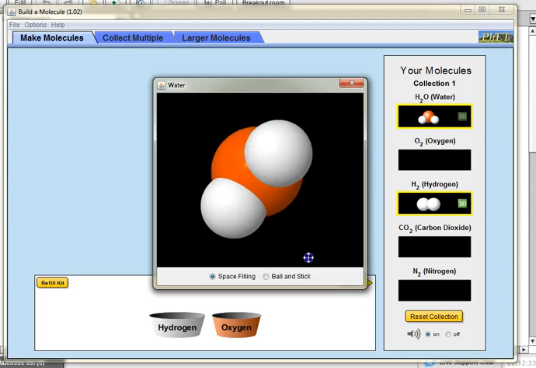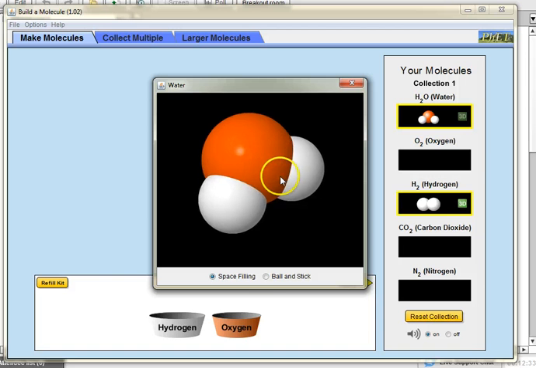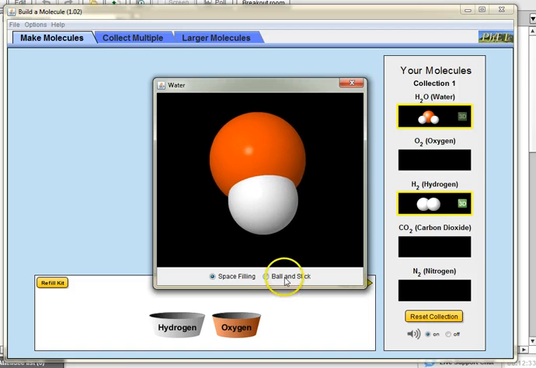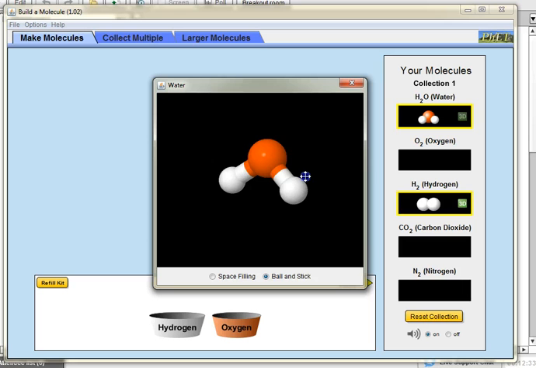You can see that it has a bent shape. The ball and stick model basically gives you a better picture, so I recommend that you get used to it, because it shows the connections between the different atoms. The white atoms are hydrogen, the red atom is oxygen, and both hydrogens are connected to the oxygen by single bonds. Is that clear, guys? Do you see it?